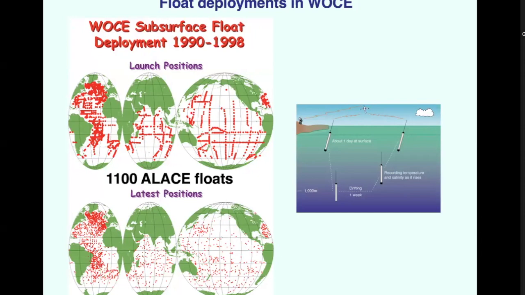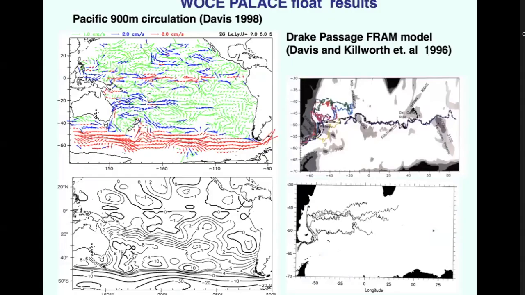And on the right, a schematic of the float profiling cycle. Let me just look at time. And we did indeed manage to make those floats work and could map out there's a map of the circulation of the Pacific Ocean, the deep ocean circulation.